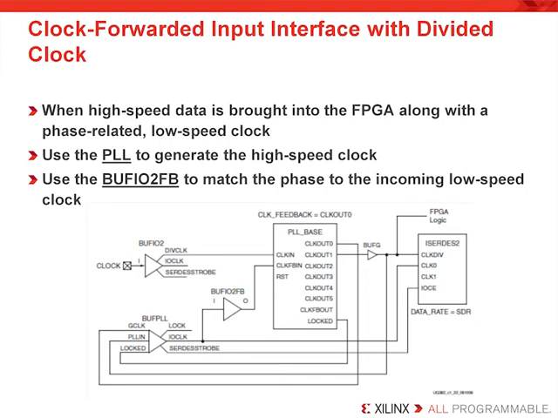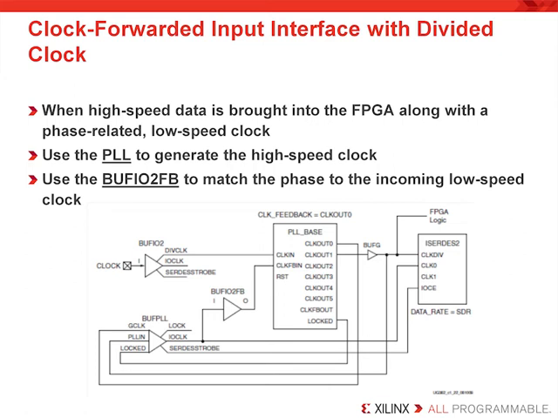Because the BUFIO2 to PLL path is matched to the BUFIO2 feedback to PLL path, the two clocks are in phase at the inputs of the BUFIO2 and the BUFIO2 feedback. Thus, the phase of the high-speed clock is locked to the phase of the incoming clock and is correct for sampling the input in the SerDes resource.